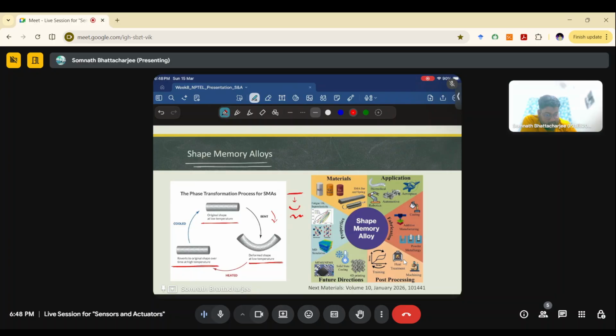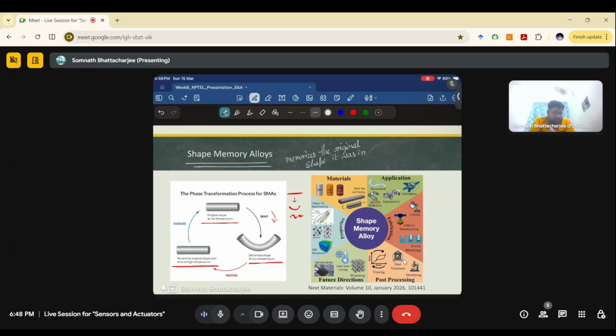So the main thing is that it memorizes the original shape. If it was a circle, it will go back to a circle. If it was a straightened bar or something like that, it will go back to that. So these kinds of alloys show a kind of memory.